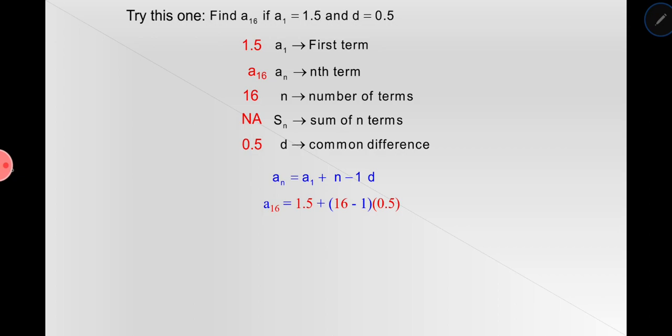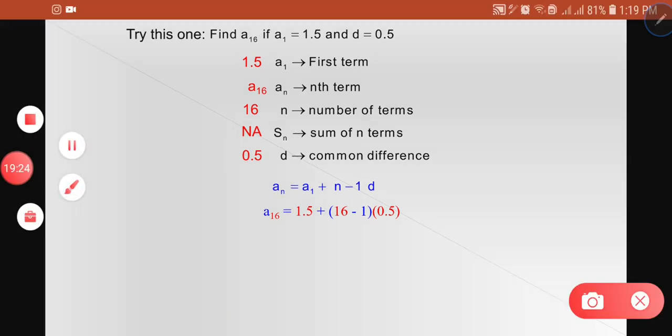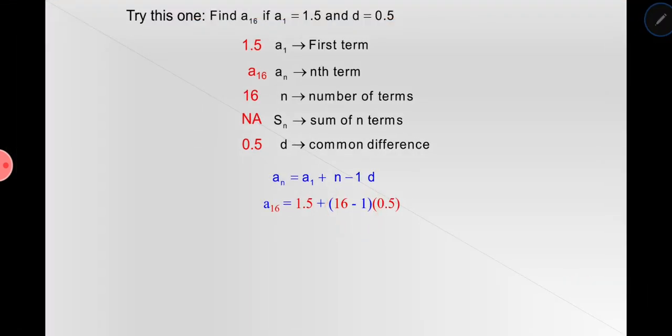First, unahin muna natin yung nasa loob ni parenthesis. Okay, 16 minus 1. So, we have 15. 15 times 0.5, that would be 7.5 plus 1.5. So, we have the 16th term of the sequence given A sub 1 is equal to 1.5 and the difference is 0.5. We have 9. Okay? Intindihan ba?